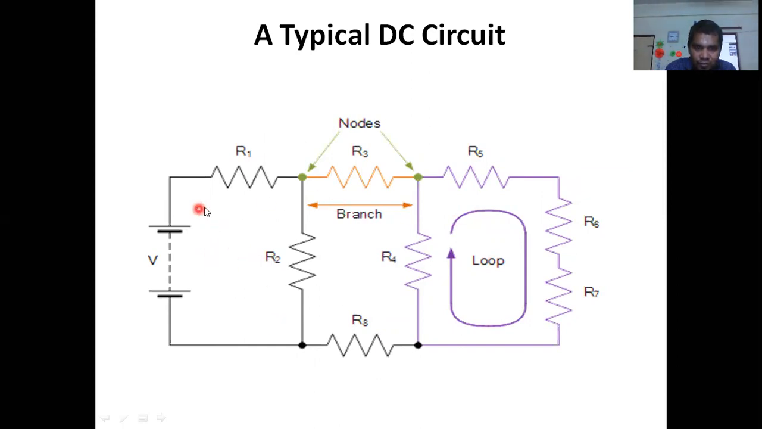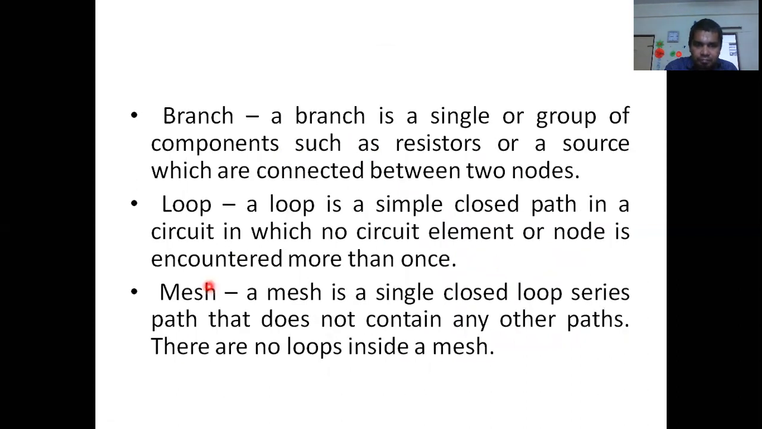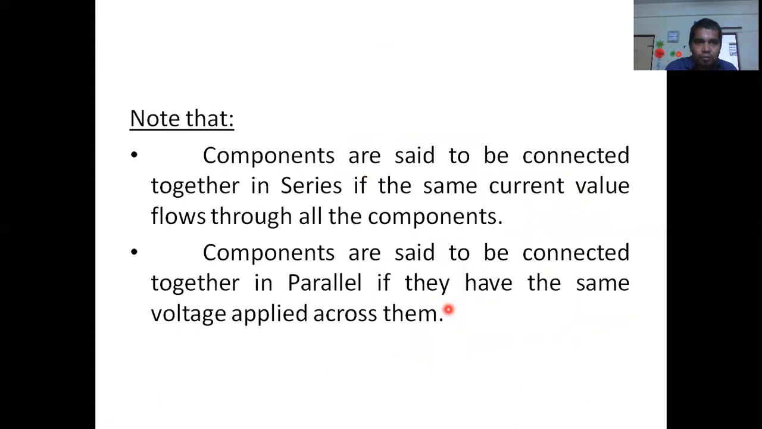But mesh means, suppose I consider this a mesh, here there cannot be any more individual loop. So that is what it is saying. A mesh is a single closed loop series path that does not contain any other path. It will not have any other path. There are no loops inside a mesh, right? Inside a mesh, you cannot have any loop.